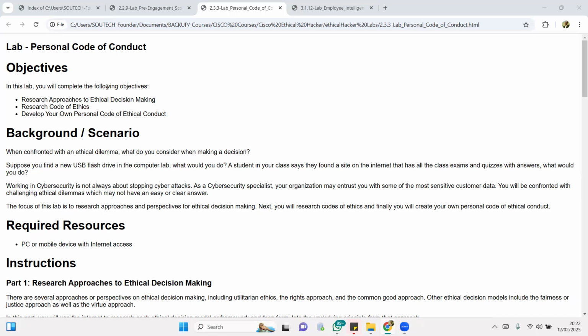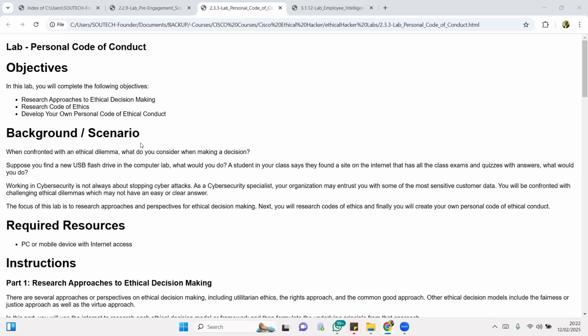In this lab, you complete the following objectives. So you have first research approaches to ethical decision making. So what are different ways you can be sure that you're doing the right thing? Because yes, we say you have the license to hack. You must do that within the law. You must do that within set standards, principles, and code of conduct.